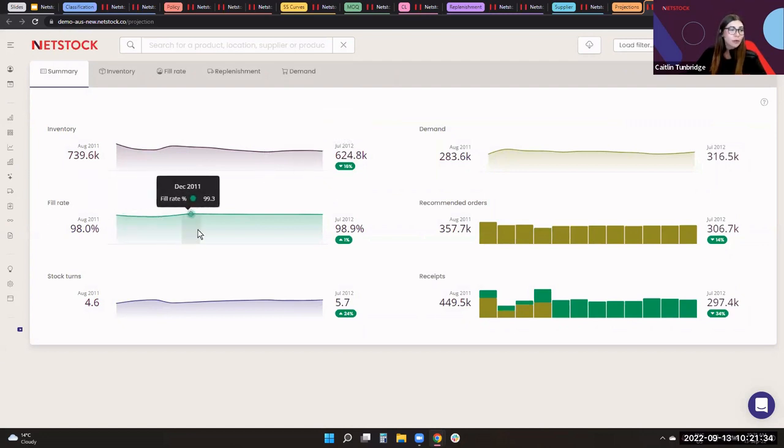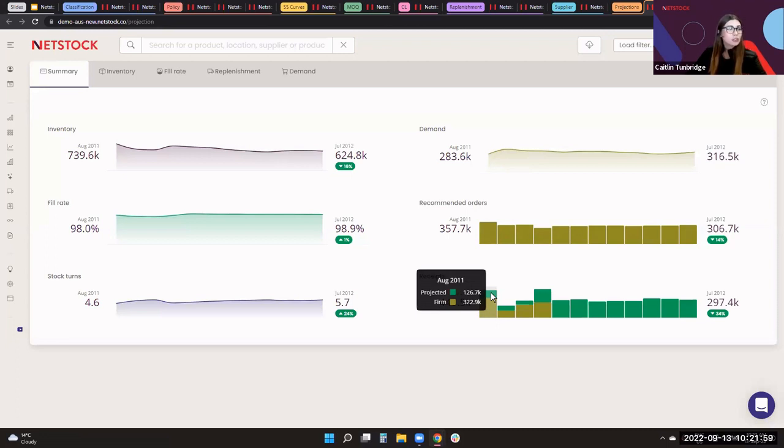You can see how the fill rate will improve on the products that you're sourcing from the vendor. You can also see how the stock turns will start to improve on those items. You can see what the expected demand will be across the products, what Netstock will start recommending that you order from the vendor, and what you've got coming into the warehouse in terms of your firm receipts, orders that are already on the way, and the projected receipts, the recommended orders that we will tell you to place.